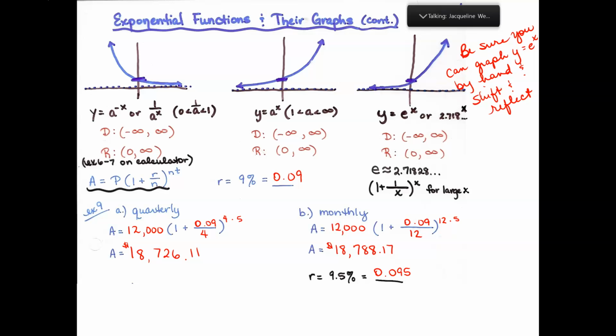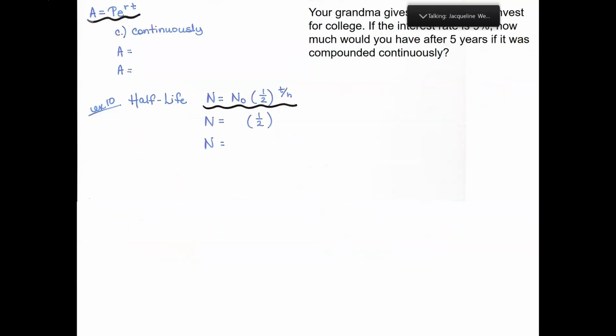Now, here's where e comes into the picture, is that you can have continuously compounding interest. All right. So your grandma gives you that same $12,000 to invest for college. Interest rate is still 9%. How much would you have after 5 years if it was compounded continuously? So continuously literally means every second of every minute of every hour of every day.